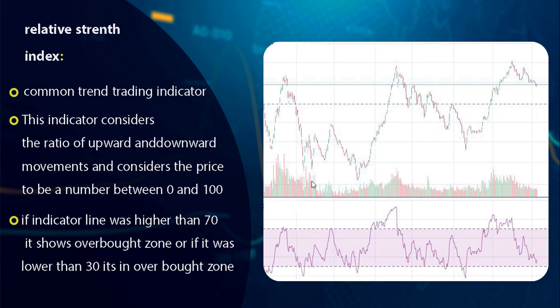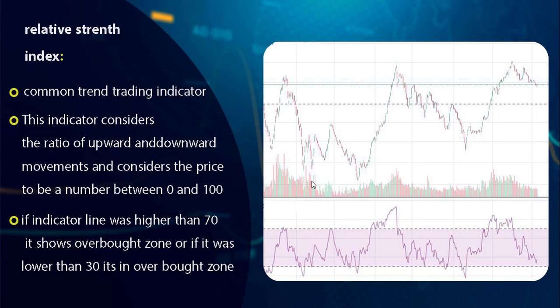The RSI indicator, or relative strength index, is an oscillator that you can use in markets that have a trend or in range markets, in markets that have no specific major upward or downward trend.